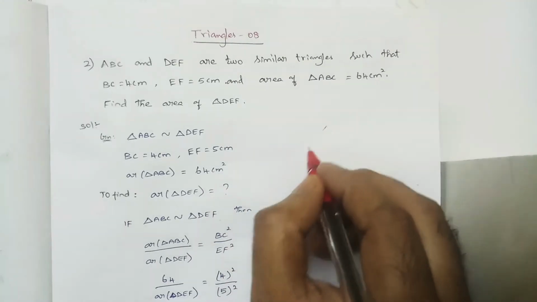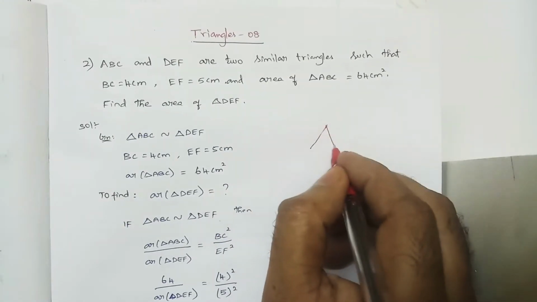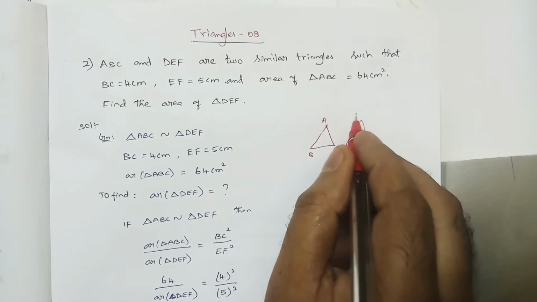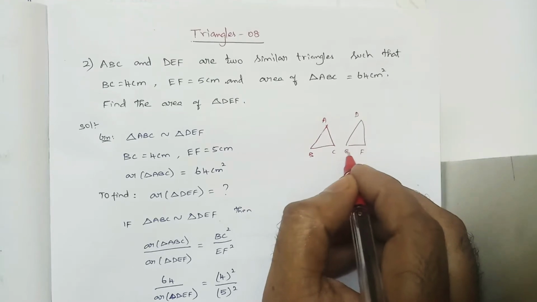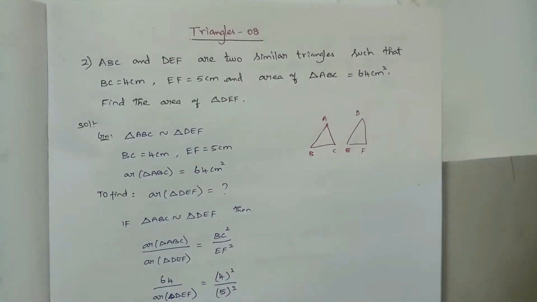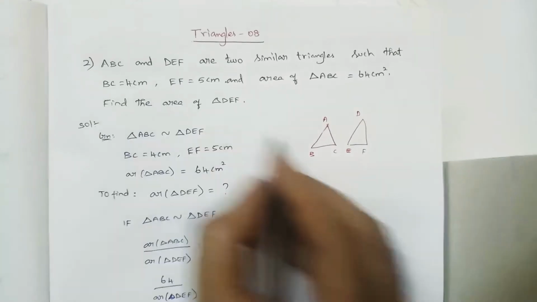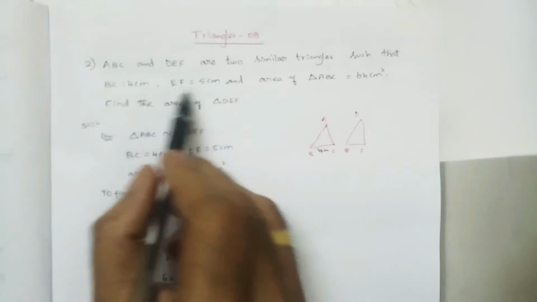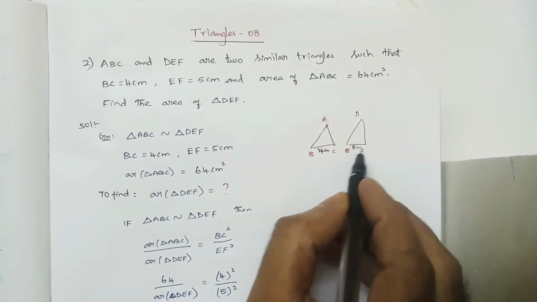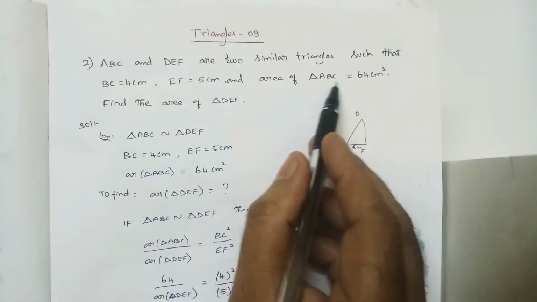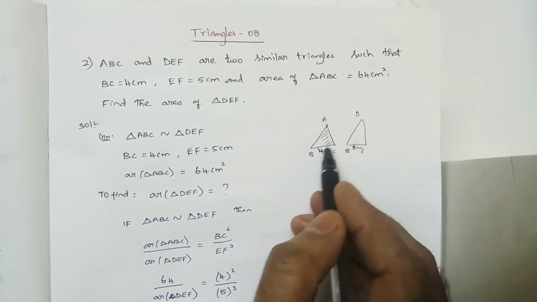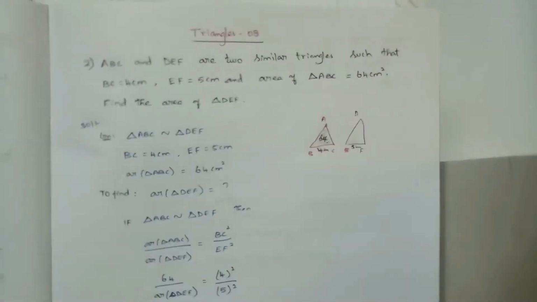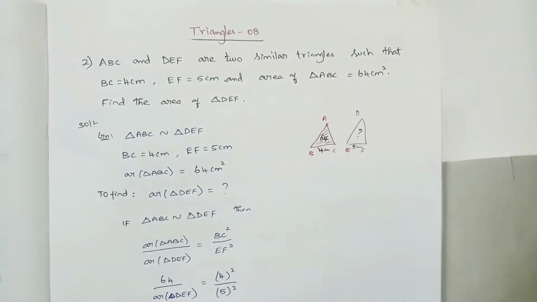So I'm just drawing roughly two triangles, triangle ABC and triangle DEF. These two triangles are similar. At the same time, they have given some measurements. So BC is equal to 4 centimeter. Next, EF is equal to 5 centimeter. And they have given that area of triangle ABC is equal to 64 centimeter square. And we want to find the area of triangle DEF.